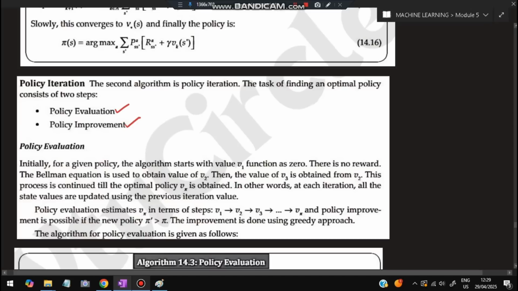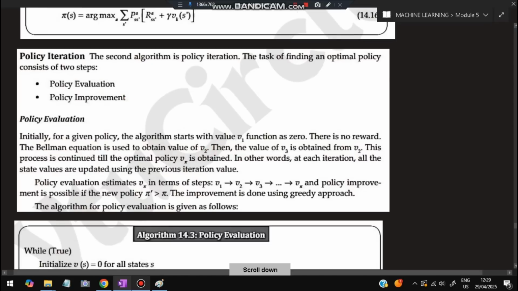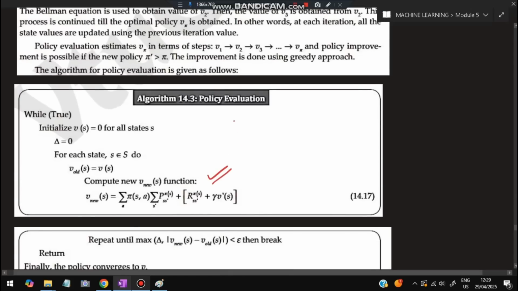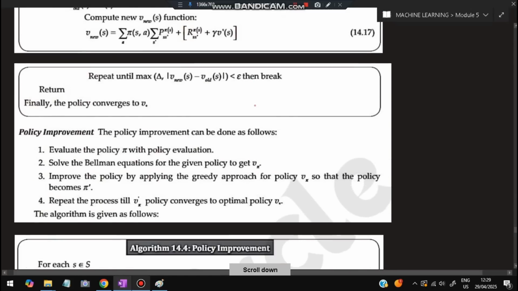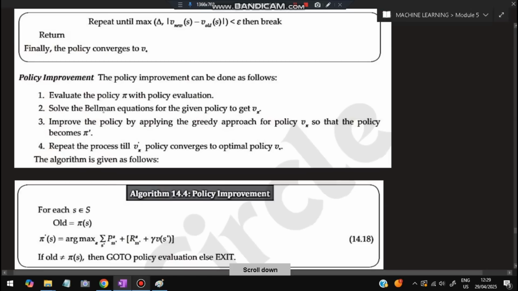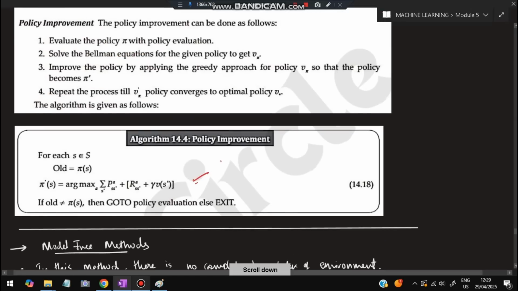Okay, for evaluating the policy and improving the policy, we will be using the Bellman equation. First we will take a random value, and then we will keep on observing and changing the values using this algorithm, and we will be finding out the best policy. And that best policy we are improving even further by using the Bellman equation only, by using this formula. So we will get a best policy if you follow this approach.